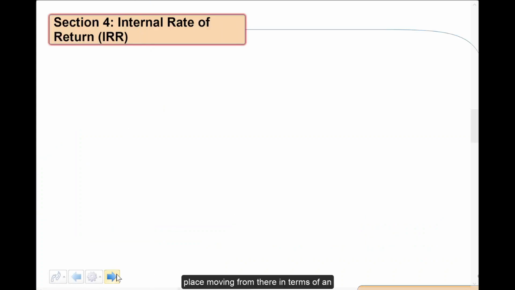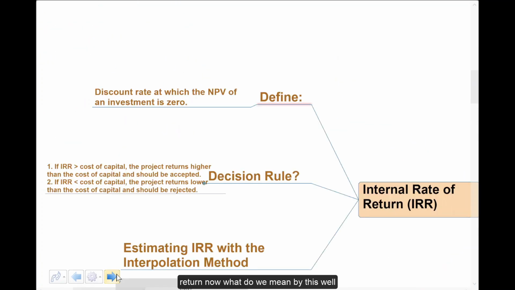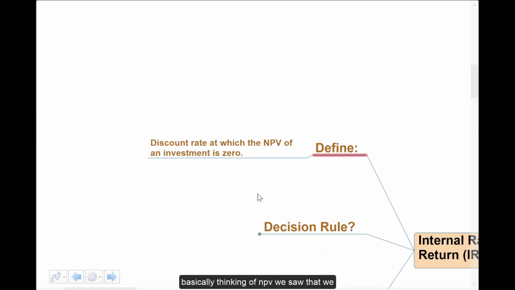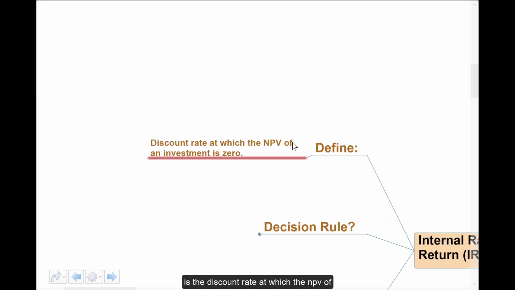Moving from there, in terms of an area linked to NPV, the internal rate of return. Now, what do we mean by this? Well, basically, thinking of NPV, we saw that we have within NPV a series of cash outflows and cash inflows, perhaps a setup cost, a discount factor, and we're really looking for investment projects that provide us with a positive NPV. So what does IRR do? Well, as you can see here, it is the discount rate at which the NPV of an investment is 0.